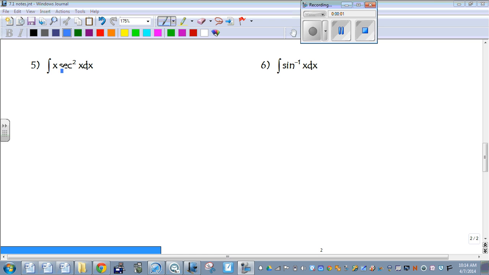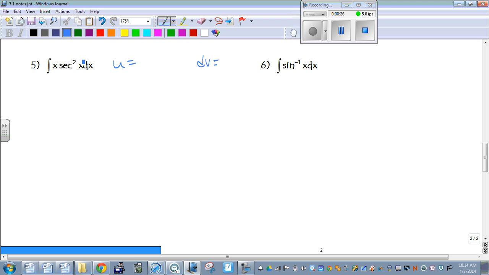5. So for this one, we're going to set up our u and our dv. And our more complicated part is secant squared. So we have to ask ourselves, what's less complicated? The derivative of secant squared or the antiderivative of secant squared? Antiderivative. Antiderivative of secant squared is just tangent.